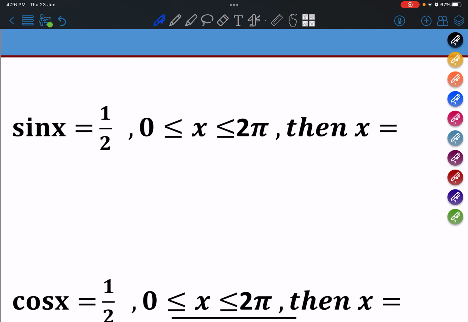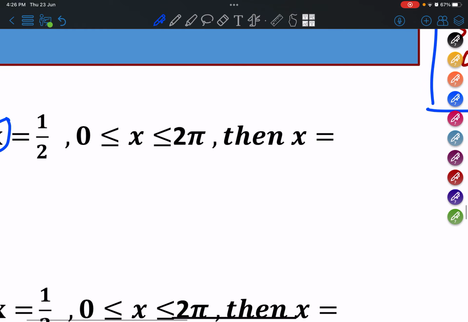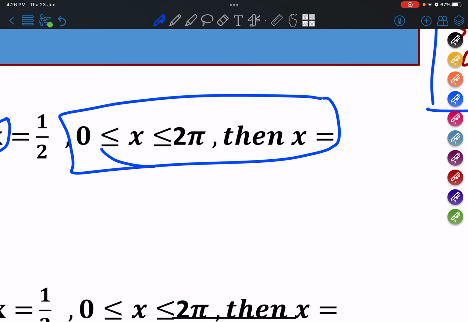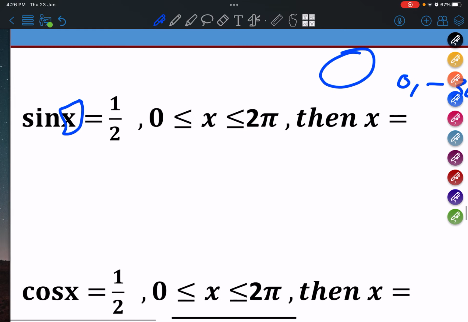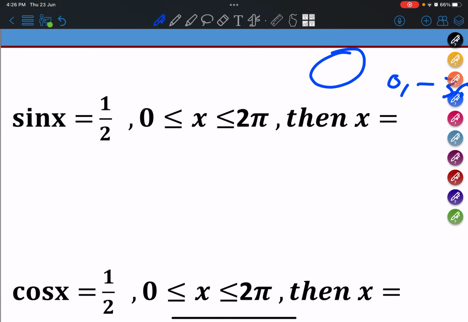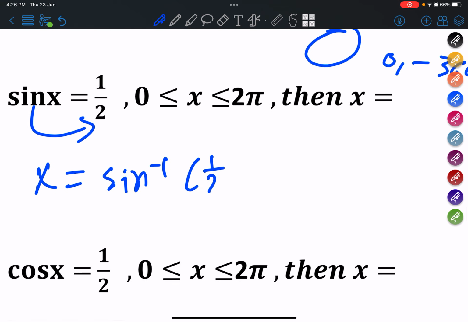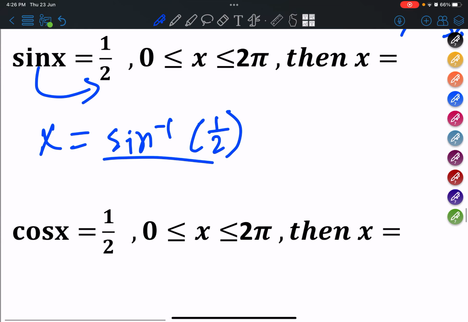They're basically asking us what is the value of x, and they determine 0 to 2 pi, which is basically saying the entire unit circle. So from 0 to 360. Okay, so we can put sine to the other side. So x will equal sine inverse of 1 over 2. So what is sine inverse of 1 over 2?